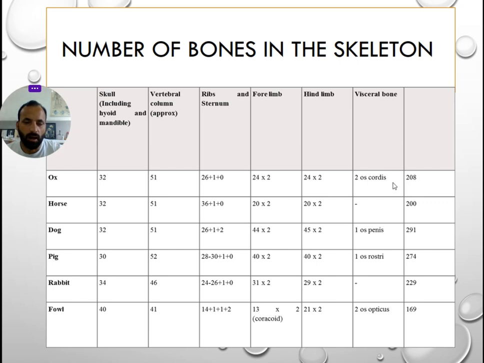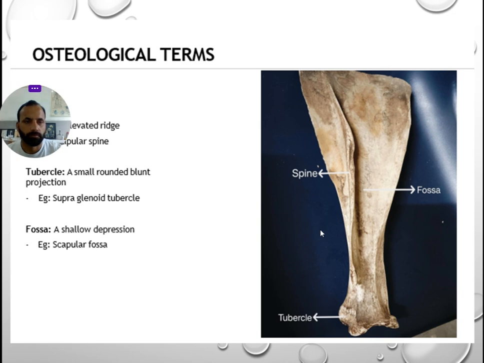Like you have the two bones in the heart of the ox. You call them os cordis. You have the bone in the penis of a dog, you call it os penis. You have the bone in the rostrum, or the nose, of the pig. You call it os rostrale. You have the bone between the corneoscleral junction in the eye of the fowl, you call it os opticus. So these are some bones that don't form part of the skeleton, even though they are present in some species.